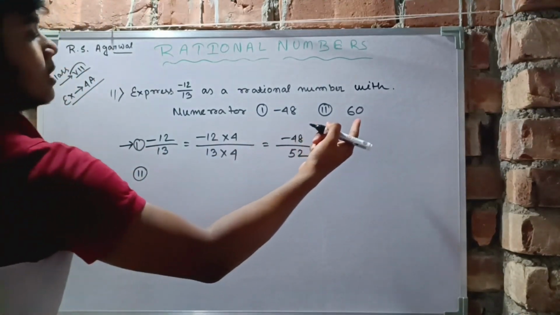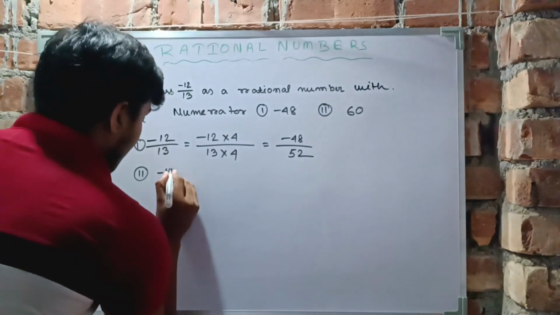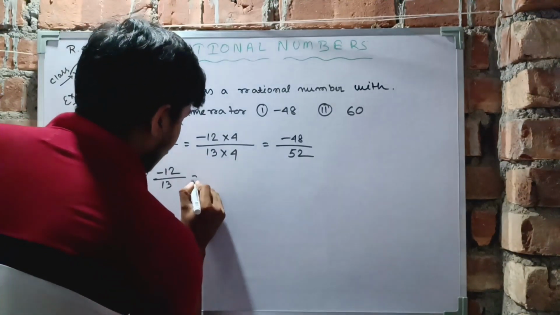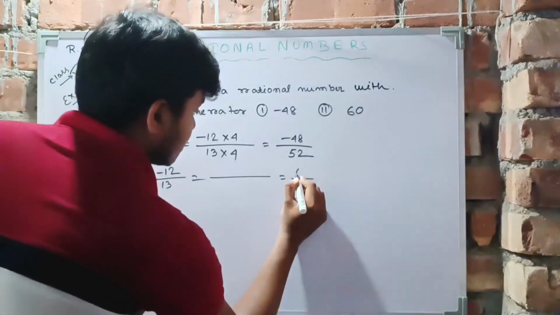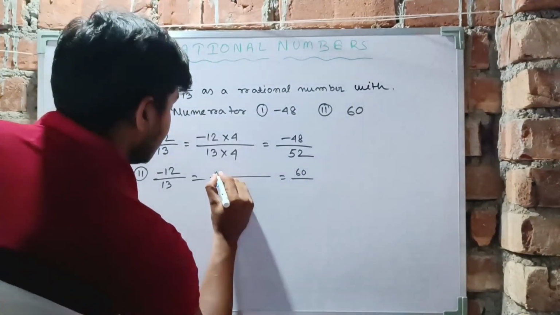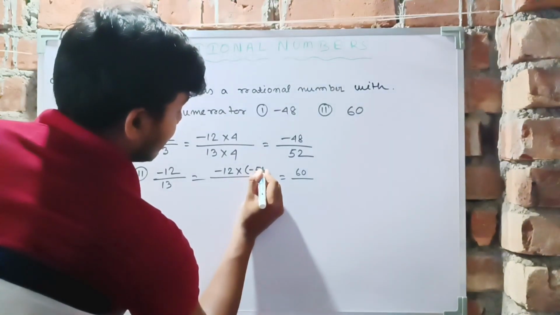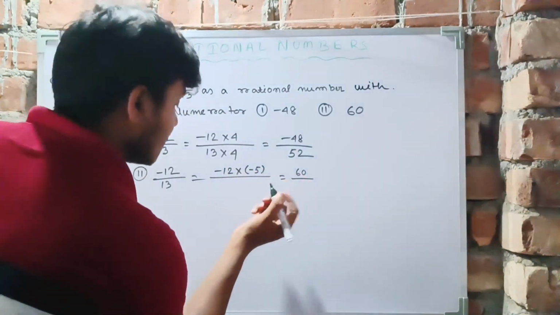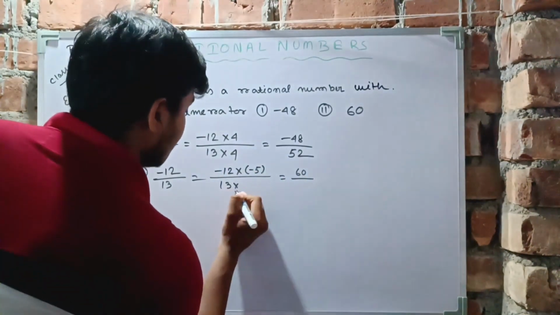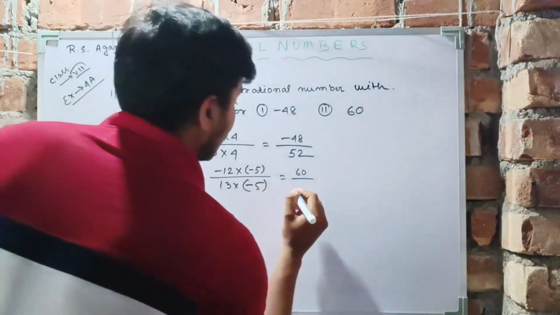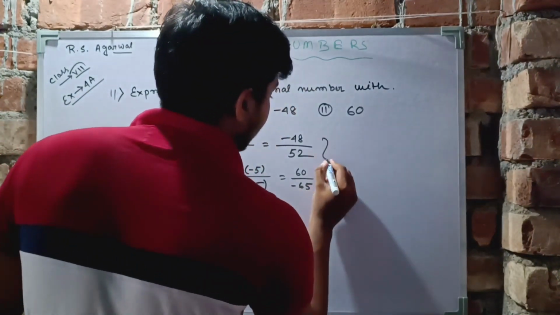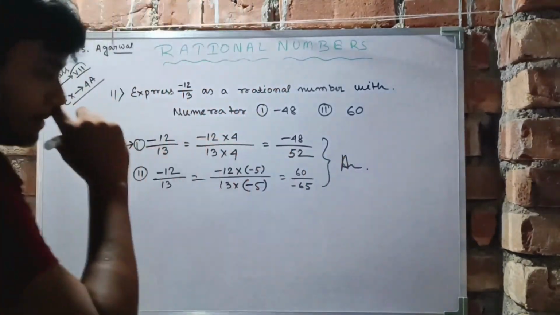Problem number 2, 60. -12 by 13, we have to bring 60. That means -12 must become positive 60. Therefore, we have to multiply by -5, because minus minus is a plus. 13 into -5, that means -65. This is our answer.